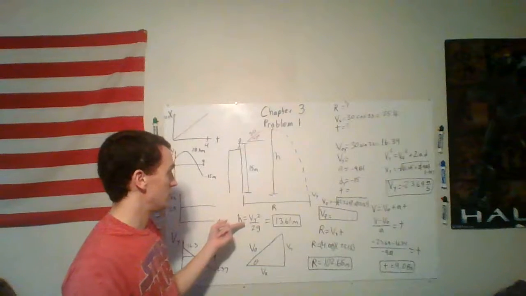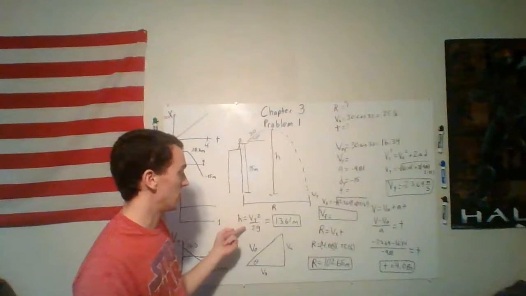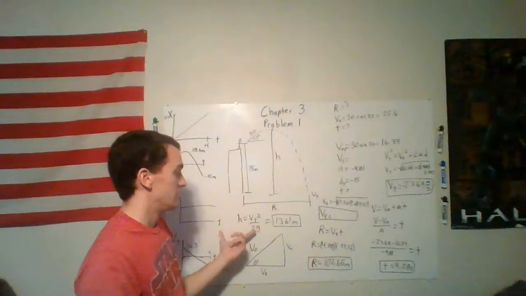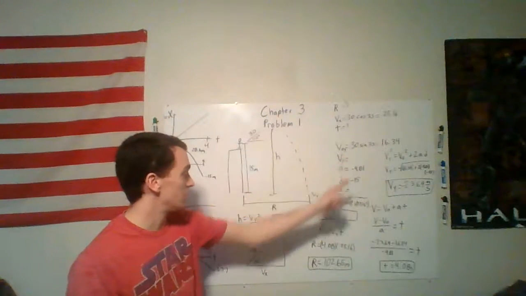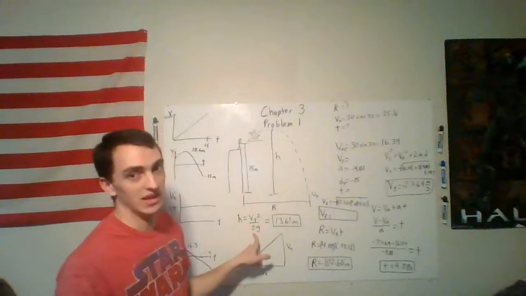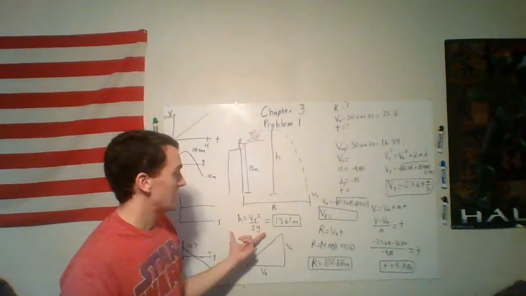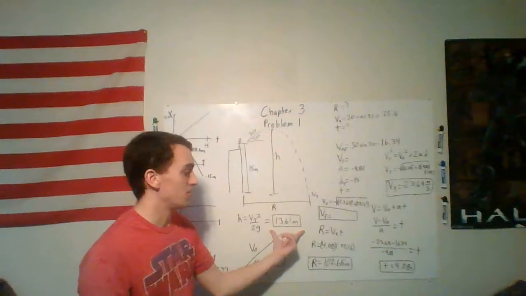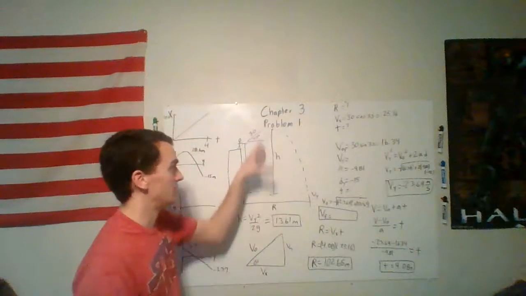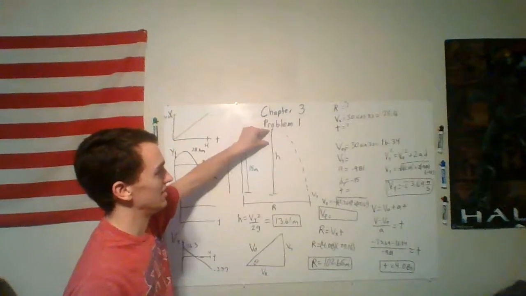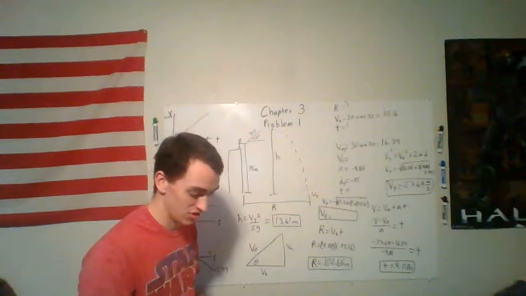So to find the height above the building it reaches, using the equation derived in class, our height will equal Vy squared over 2g. Since our Vy we just calculated is 16.34, and g will be 9.81 since we can assume we're on Earth, we'll plug those into the calculator. We get a height above the building of 13.61 meters. I messed up my drawing here. H should be this, but that doesn't matter so much.